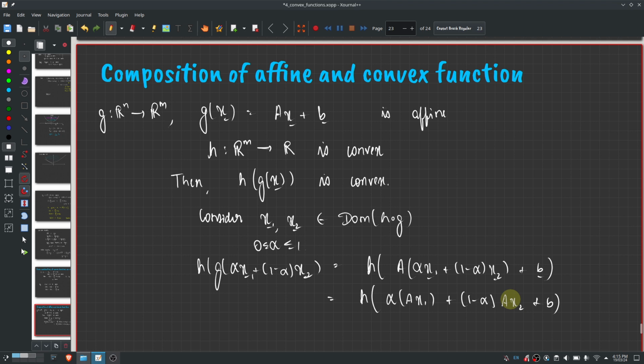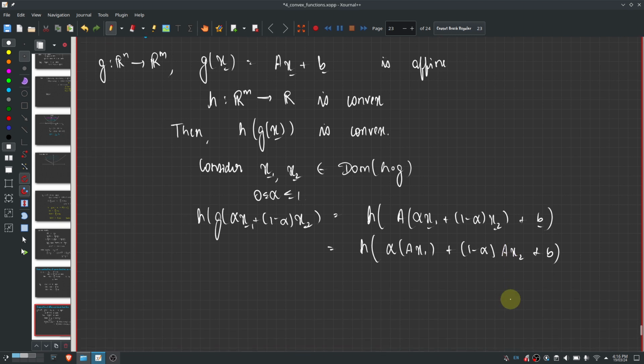Right? Because after all, Ax is a linear map. But I can also write b as alpha times b plus 1 minus alpha times b. So this is nothing but h of alpha times (Ax1 plus b) plus 1 minus alpha times (Ax2 plus b), right?